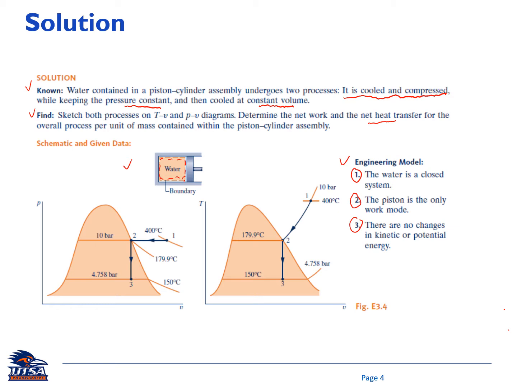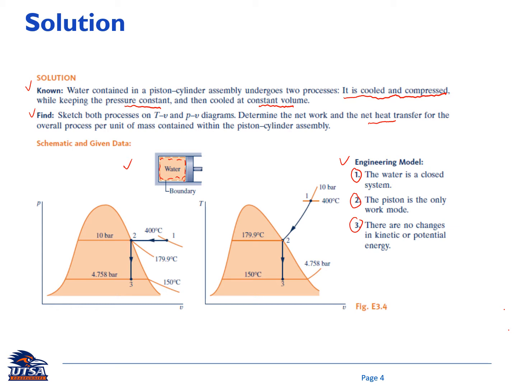And then let's go to the first question: sketch both a TV and PV diagram. On the bottom left figure, here is the PV diagram. So first, what we know here is that state number 1 goes to state number 2 in a compression process. So in state number 2, it is a saturated condition at pressure equal to 10 bar.